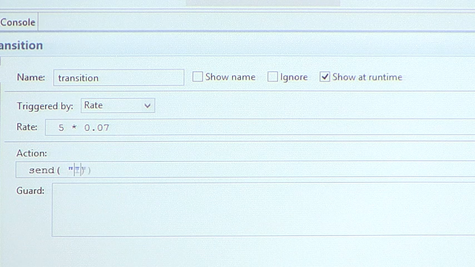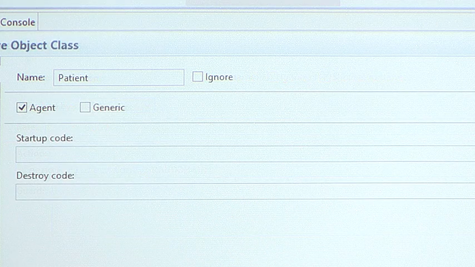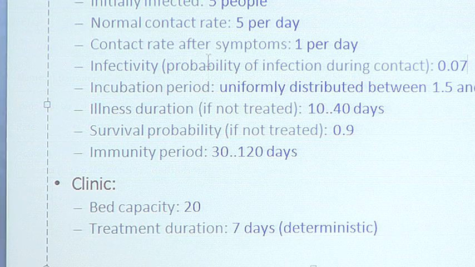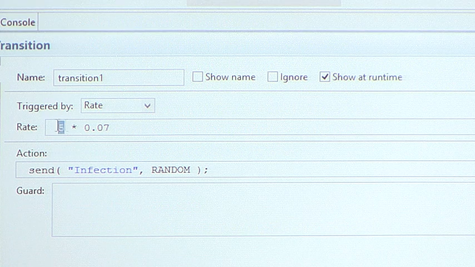So I'll send infection to a random other person. Okay? And I'll copy this to here. And the difference is that while you are sick and know that you're sick, you only contact one person per day. So this is 1. Let's run the model again.